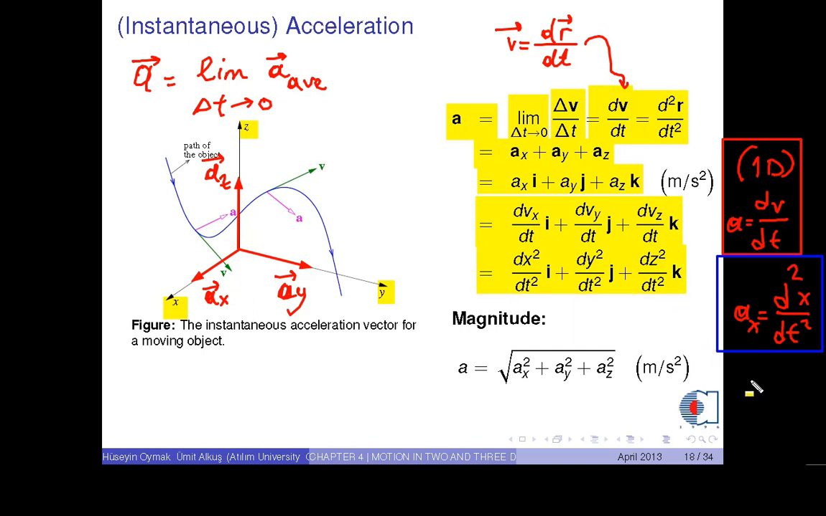And the magnitude of instantaneous acceleration can be found by the formula a = square root of (ax² + ay² + az²), which is in meter per second square. Good. Now we will discuss tangential and radial accelerations.